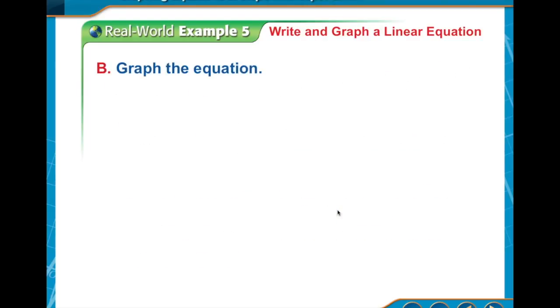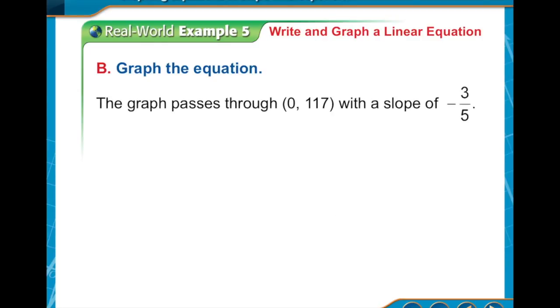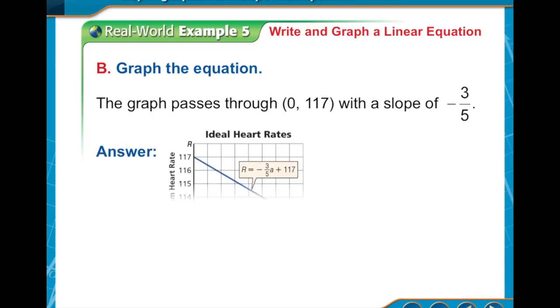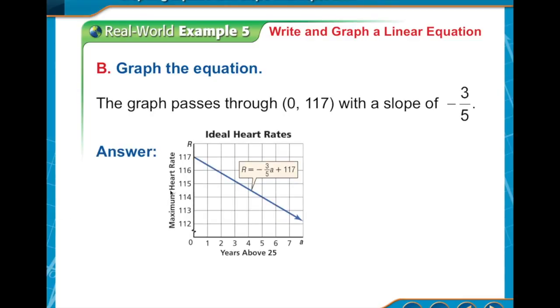Now, we want to graph that equation. So we see it has a slope of -3/5 and a y-intercept of 117. So we'll plot those two things. Now you want to take your graph. You could go on the y-axis. You want it to be at 117.